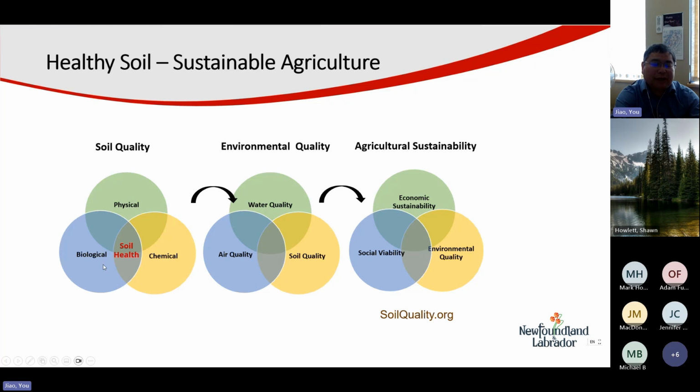So healthy soil is for sustainable agriculture. We talk about soil quality: the physical, chemical, and biological quality is the soil health, and it contributes to environmental quality, the water, air, and soil quality, and also contributes to agricultural sustainability, economic sustainability, environmental quality, and being socially viable. So we have the fertilizer, supposed to work for increased yield. Economically, it's good for the farmers, and we are also environmentally friendly and socially viable. We don't want to generate problems for the communities.